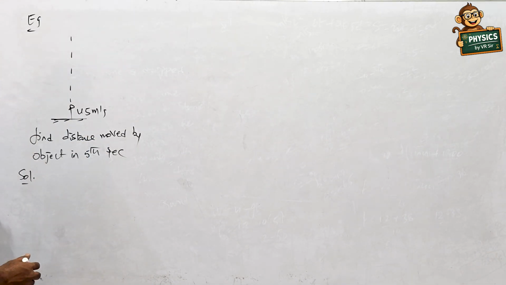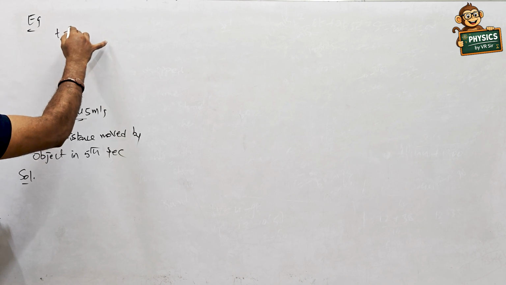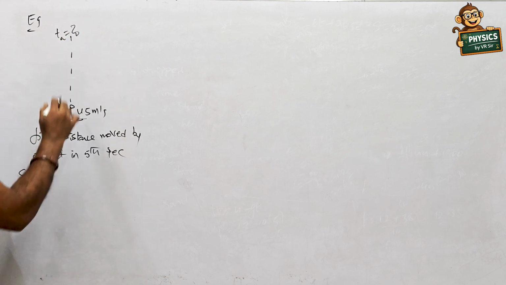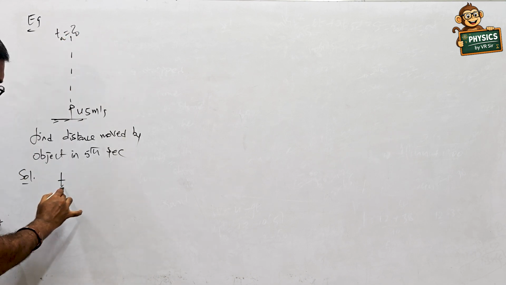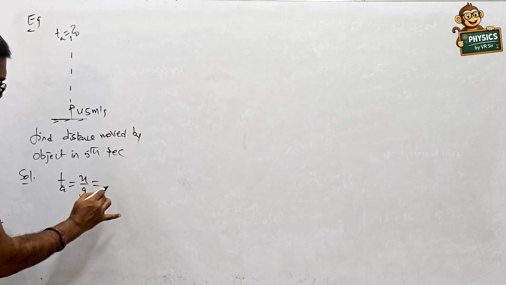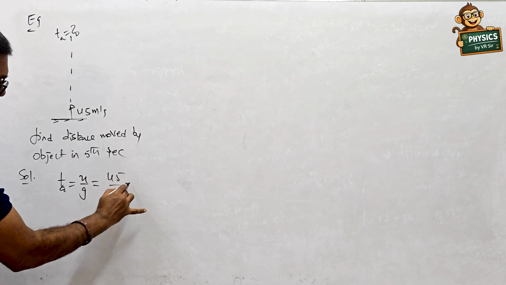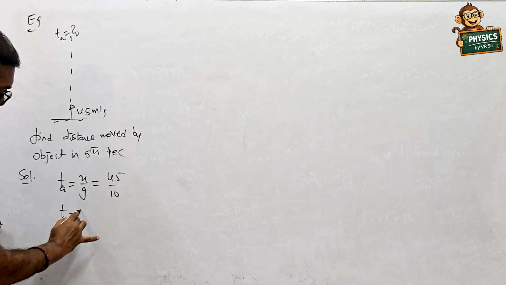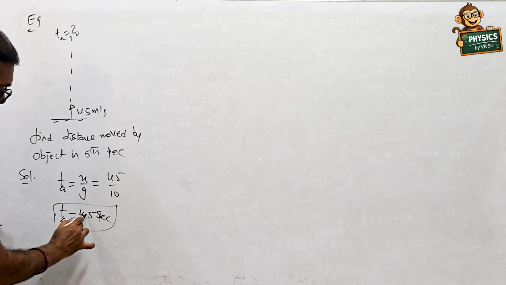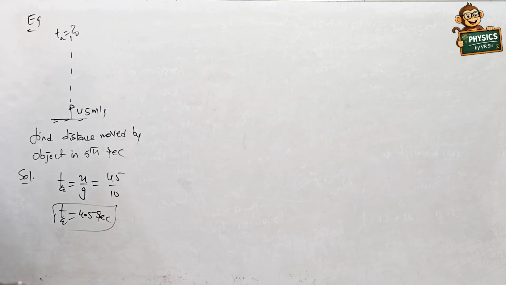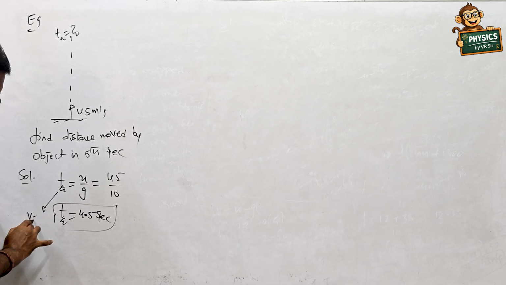Now we all know, first, how much time it takes to reach the maximum height, and that is nothing but the time of ascent. Time of ascent is equivalent to u by g. What is u? 45. What is g? 10. So time of ascent is equivalent to 4.5 seconds. This is the time at which velocity is equivalent to 0.